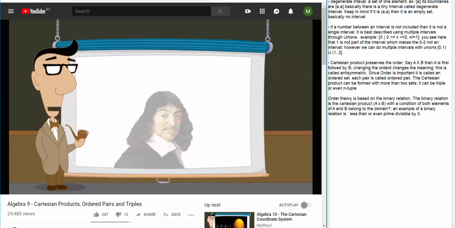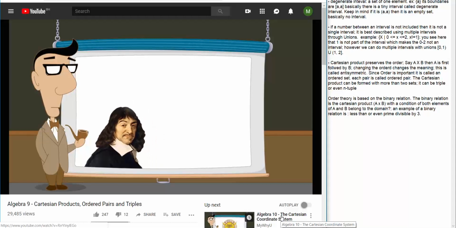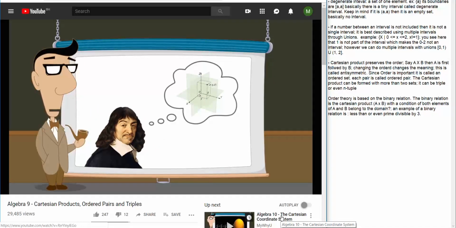The Cartesian product is named after the French mathematician and philosopher René Descartes. In the next lecture, we will see how Descartes' ideas led to the creation of the Cartesian coordinate system, uniting the subjects of algebra and geometry, and creating a revolutionary new way to visualize mathematics.